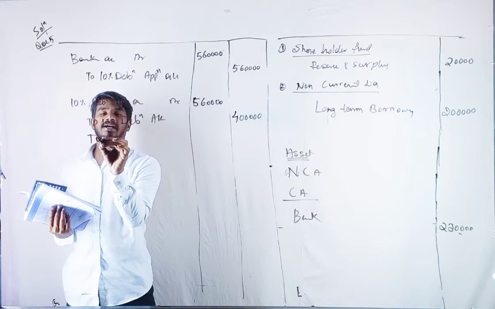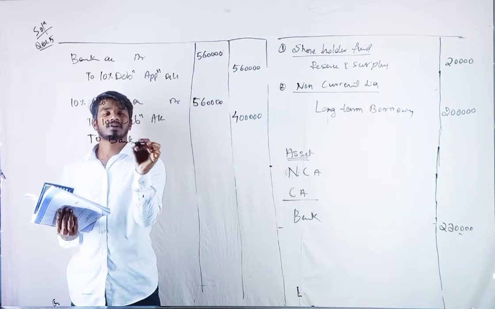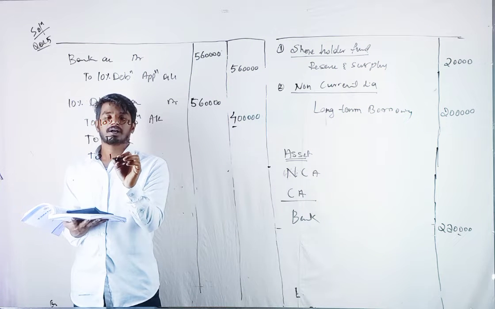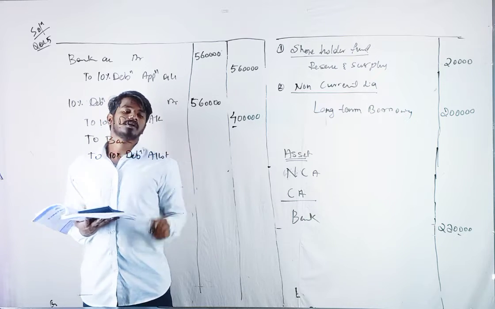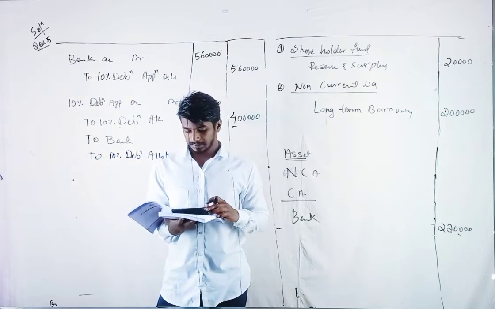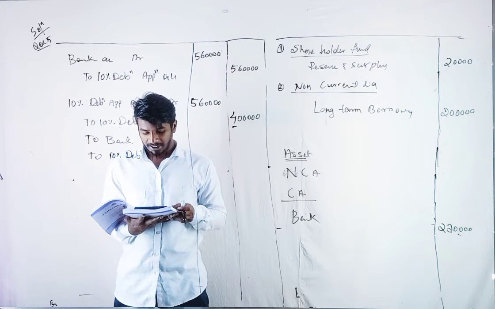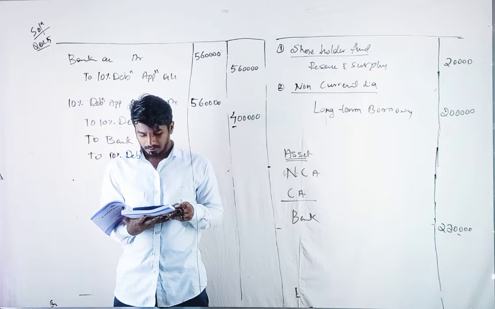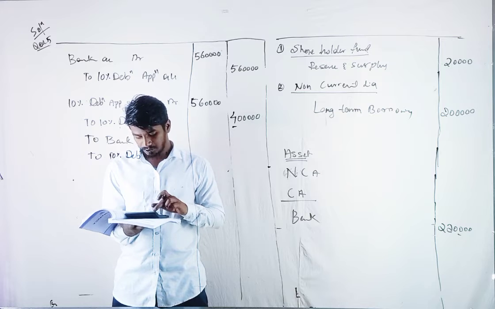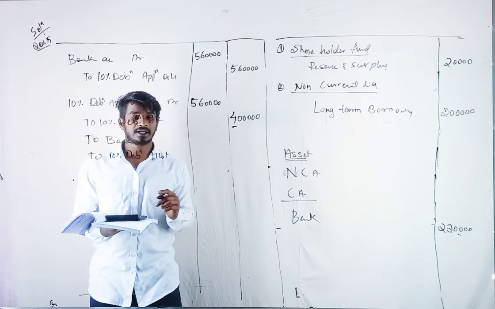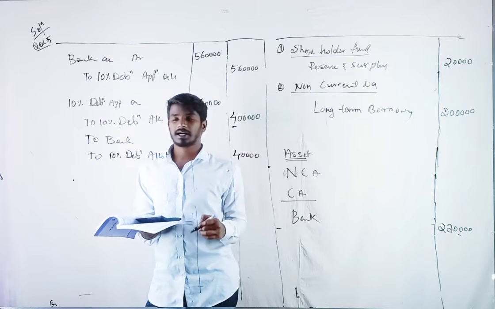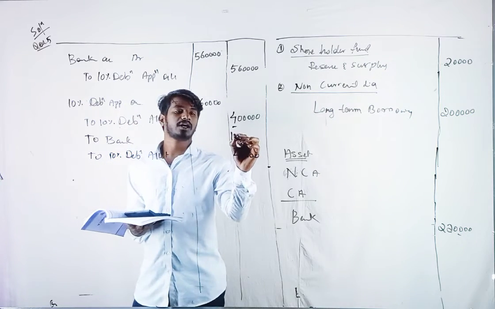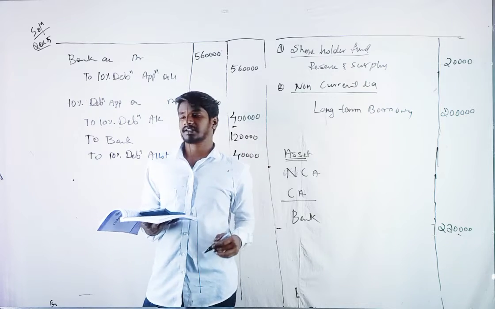This to bank and to 10% debenture allotment. How much will we adjust in the allotment? Whatever we have made, pro rata allotment is made for 1,000 debentures, right? Rupees 40 on application, 40,000 we will adjust in the allotment, and the remaining 1,20,000 will be refunded.